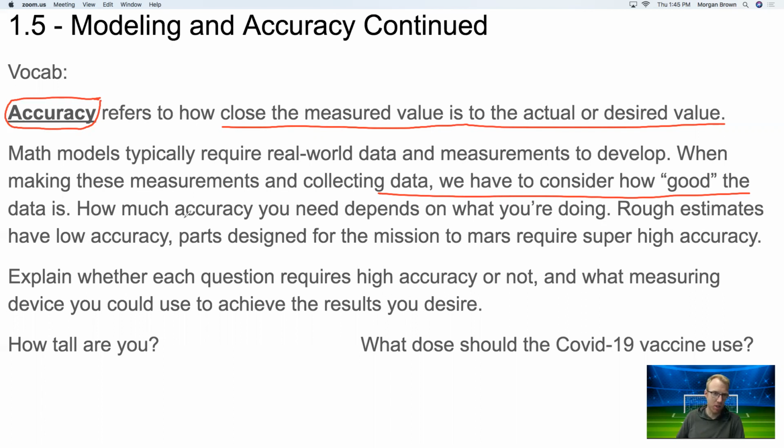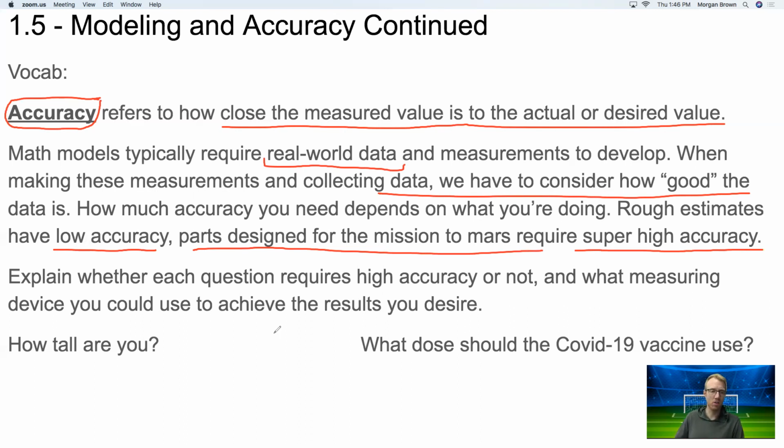And let's just read through this together real quick. So accuracy refers to how close the measured value is to the actual or desired value. And math models typically require real world data, so measurements, to develop. When we make these measurements and we collect this data, we have to consider how good the data is. How much accuracy you need depends on what you're doing. So rough estimates are going to have lower accuracy. And for example, parts that you design for a mission to Mars are going to require super high accuracy, which means the measuring tools that you use to collect that data are going to have to be really, really high quality.